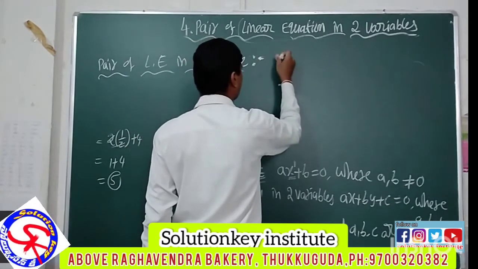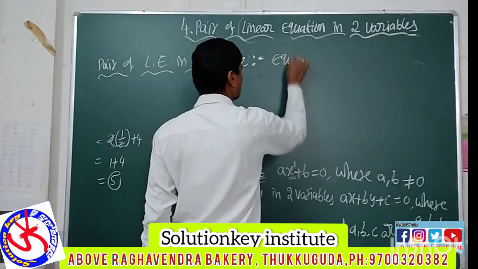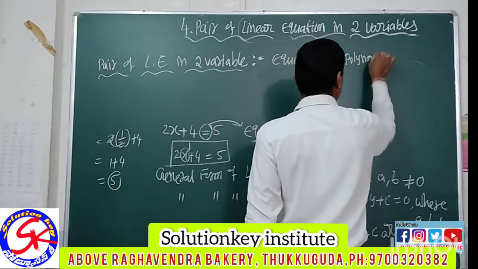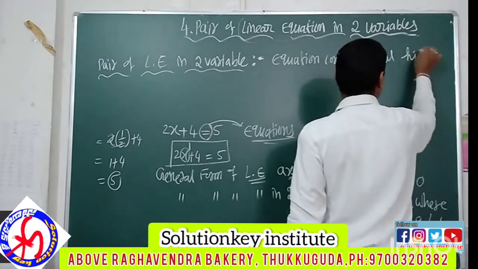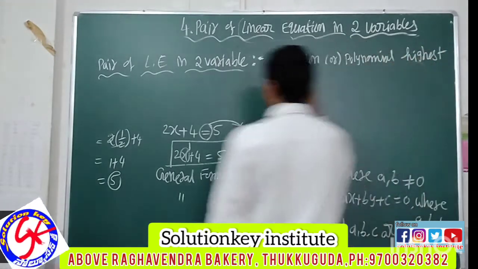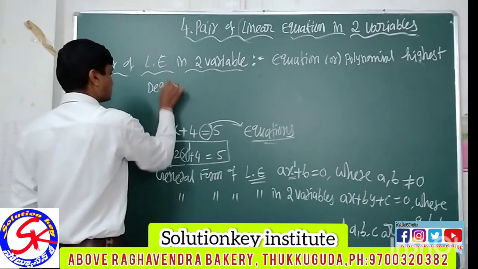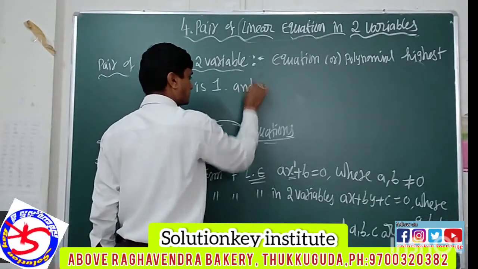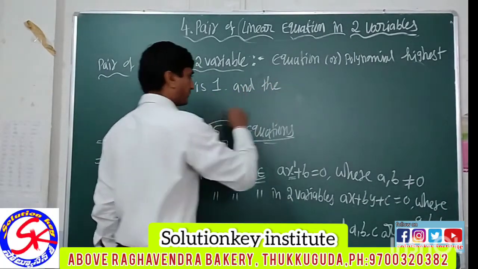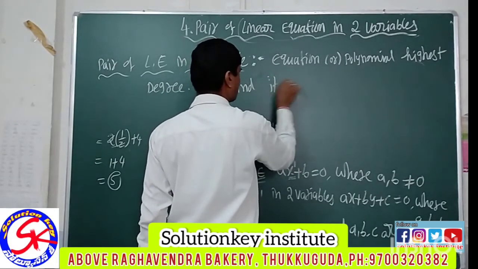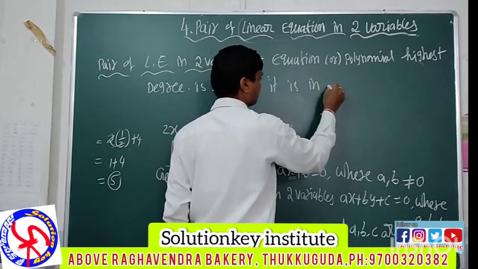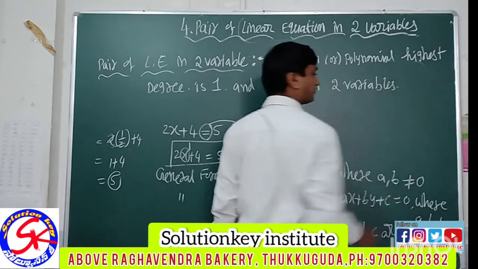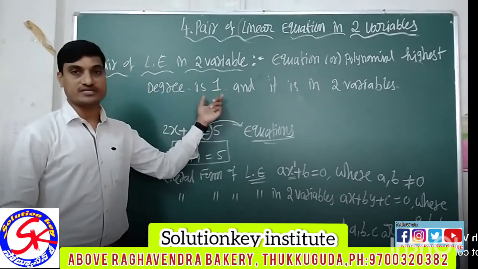Polynomial or equation, or polynomial, highest degree is 1, and it is in two variables. Then that equation is called a linear equation in two variables.